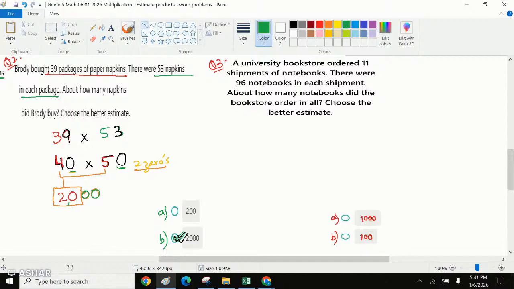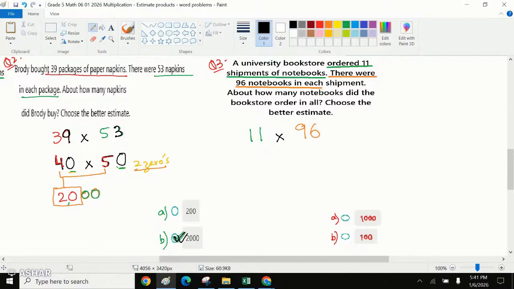A university bookstore ordered 11 shipments of notebooks. There were 11 shipments. We write 11, multiply. Each shipment had how many books? 96 books in each shipment. Multiply by 96. It's okay, no problem, Jeff. Let's start off with the next one, okay? It's multiplication because we are doing estimating products.